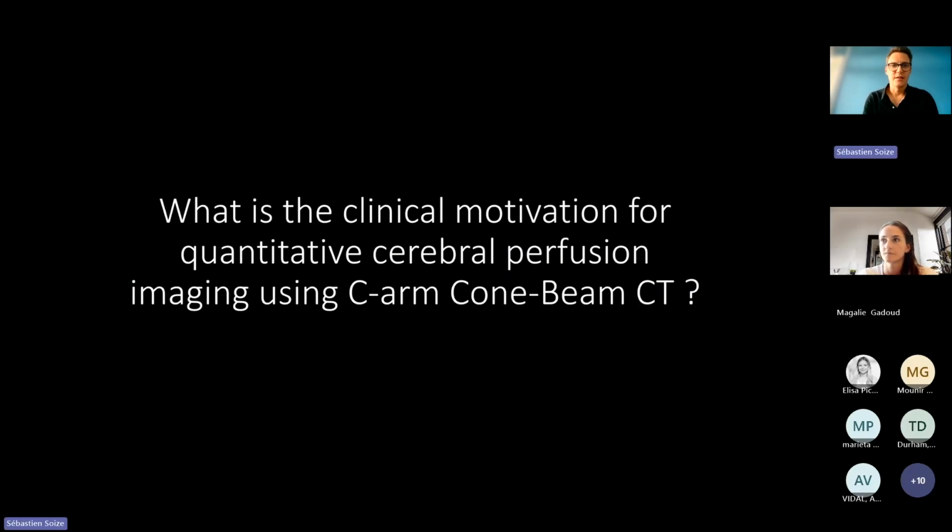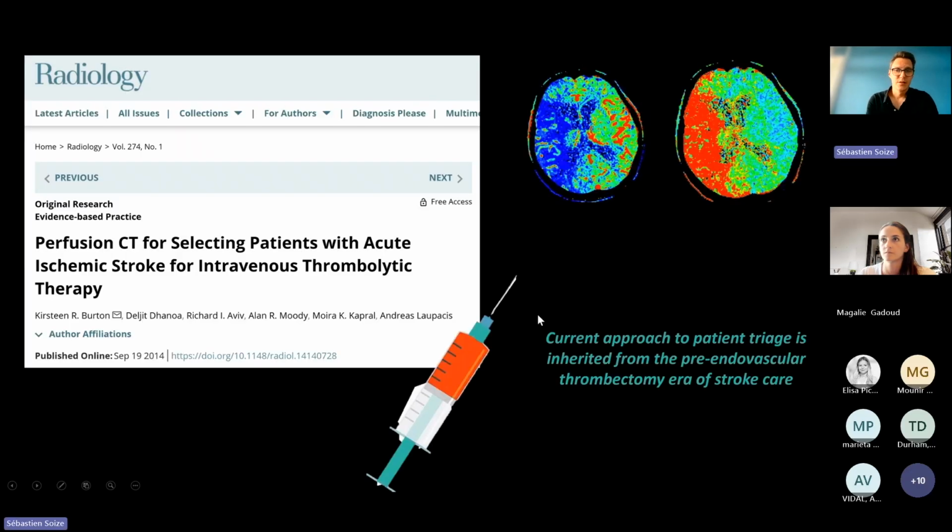First of all, a small background, just to discuss the motivation of doing perfusion imaging on a C-arm cone beam CT. Perfusion imaging is very, very old, from the pre-thrombectomy era, even with nuclear medicine, from the pre-thrombolysis era in stroke. And we already know that we can potentially well define the tissue that is still alive from the dead tissue.